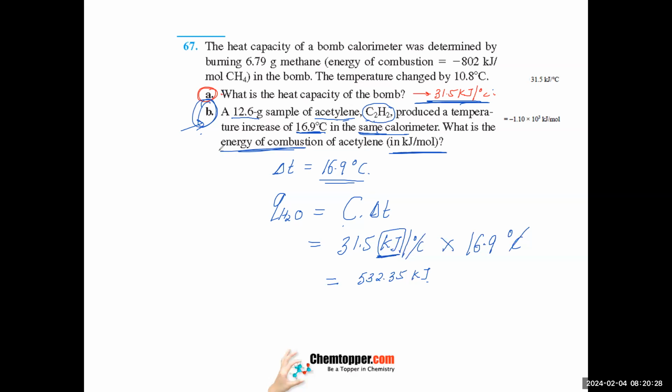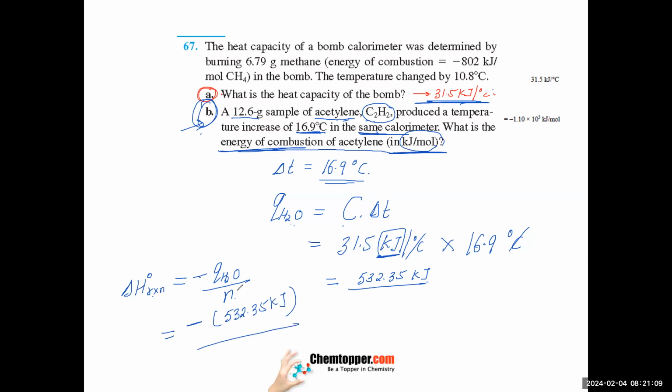They're asking me energy of combustion in kilojoules, means delta H reaction, which is, can you give me the equation, children? How is it related to Q water? I've written it 2, 3 times. Delta H reaction is minus Q water divided by N. Very good, Dhruv. And what is minus Q water? Take this minus and put this value, 532.35 kilojoules.